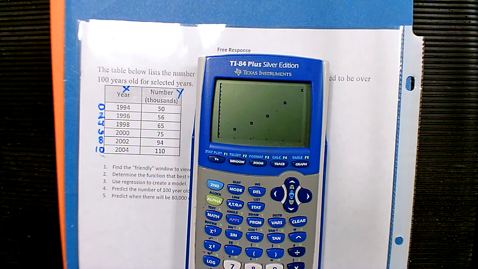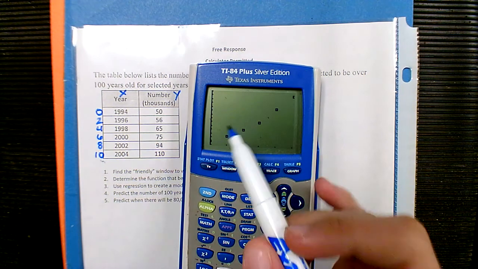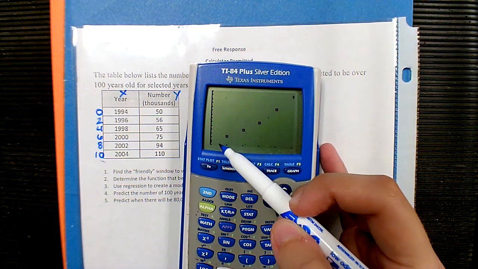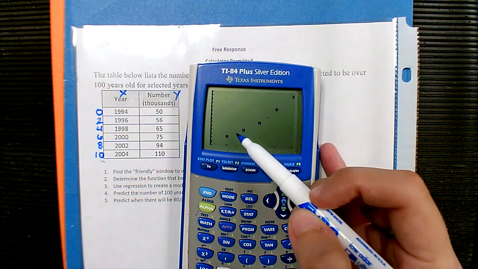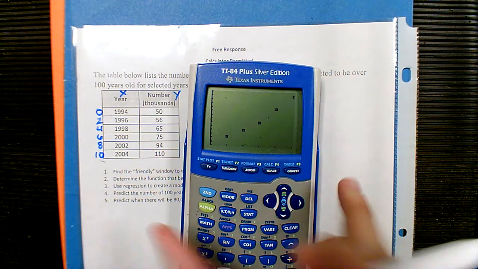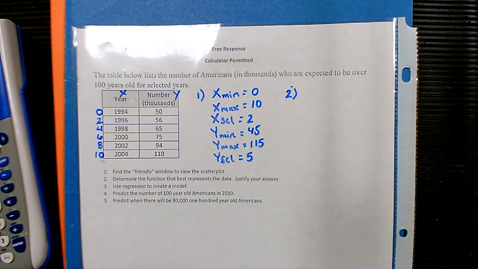What do you think? What type of an equation would be the best choice? Does that data look straight? Does it look curved? What do you think we could use? Good, Marie? It's slightly curving. Okay, so a straight line obviously might work a little bit because we can get really close to some of the points, but if you had a curved line, you'd be able to get closer to many more points. Okay, so for number 2, it says determine the function that best represents the data.